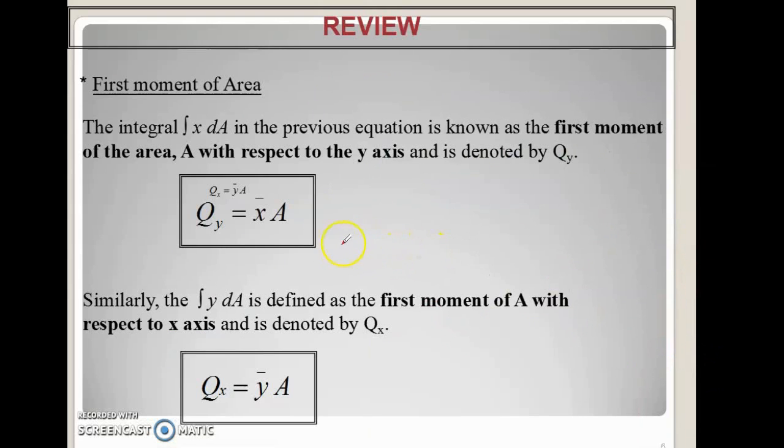If we summarize, it will become like this. The first moment of the area with respect to the y-axis is this one, and we denote it with the symbol Qy. The first moment of area with respect to the x-axis is this one, and we denote it as Qx.